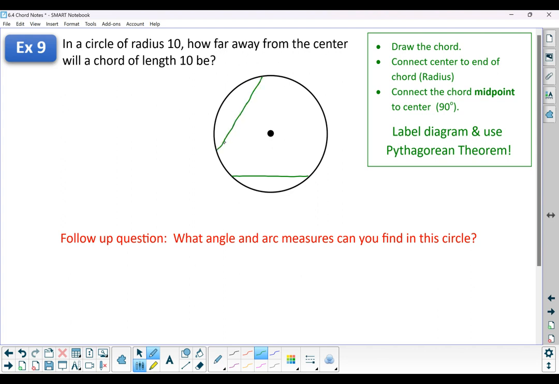I prefer that versus on the side or on the top, but you can draw it anywhere really. You're going to connect the center to the end of the chord. So basically we're adding a radius to the diagram from the center to the end of the chord. And now we're going to draw a segment connecting the chord midpoint to the center. So this is the midpoint of the chord to the center, and that's going to be at a 90-degree angle. Really good 90.